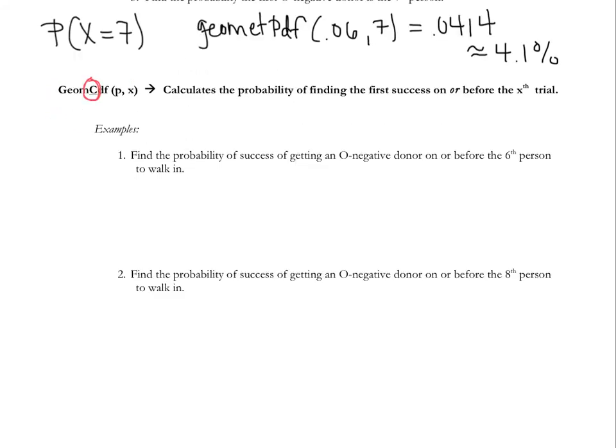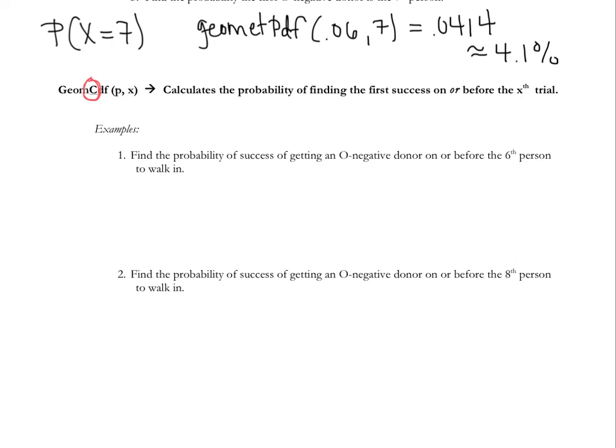Now we have geometCDF. This calculates the probability of finding the first success on or before the X trial. So this is what we did on the other side, which is going to make it a lot easier, especially if we have like on or before the 20th person. That can get kind of crazy to do by hand.